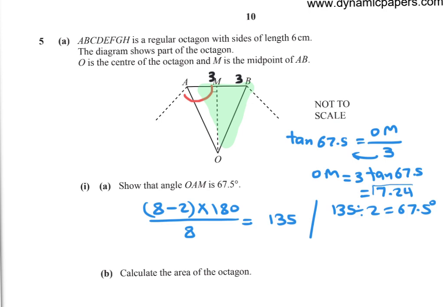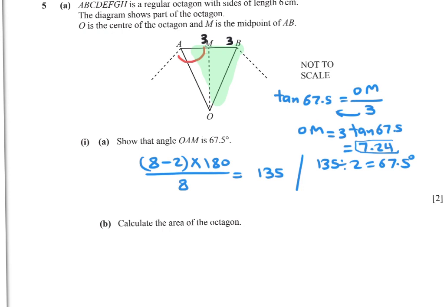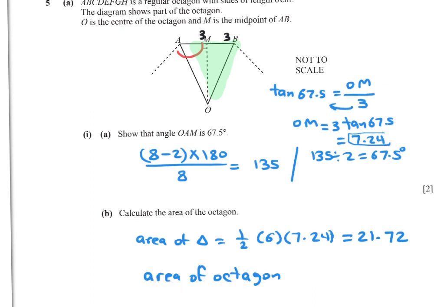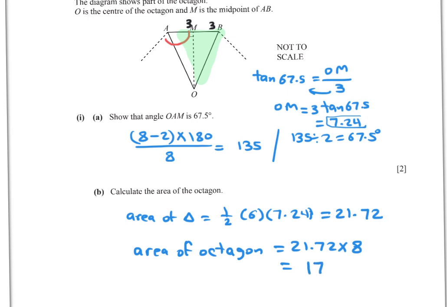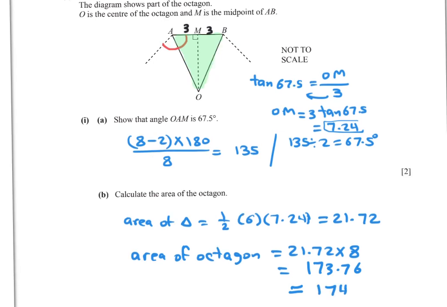This is the height. Now the area of the triangle equals half times base, which is 6, times the height, which is 7.24, equals 21.72. Now the area of the octagon is the area of the triangle multiplied by 8. 21.72 times 8 equals 173.76 to 3 significant figures, which is 174 centimeters squared.